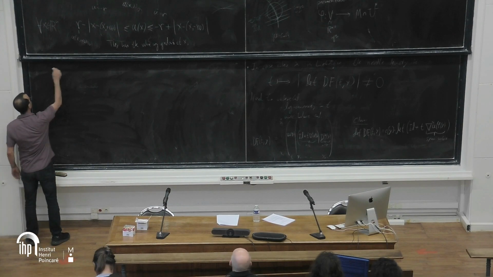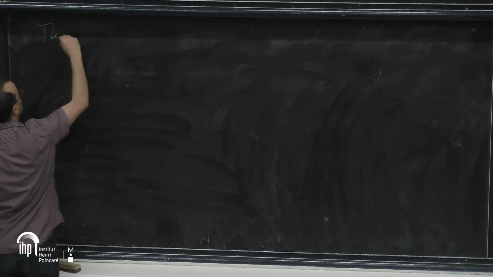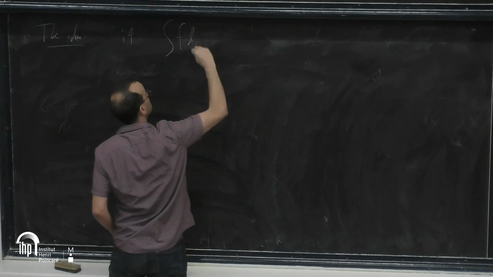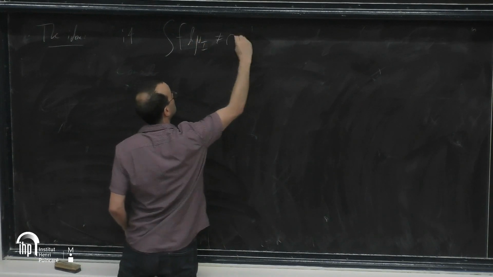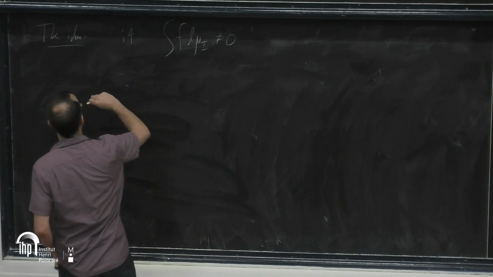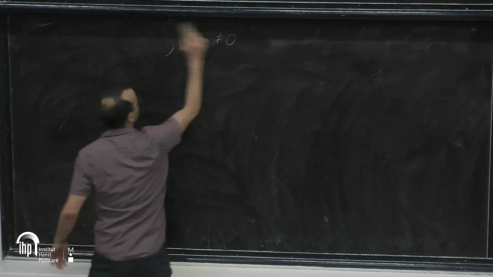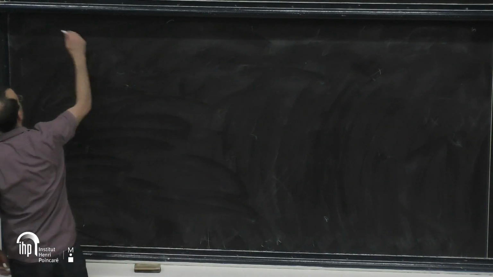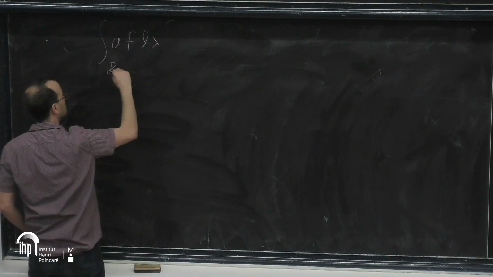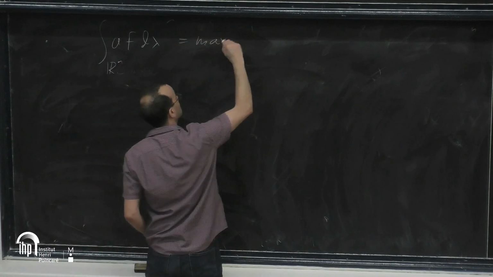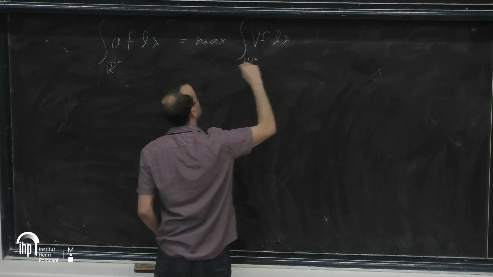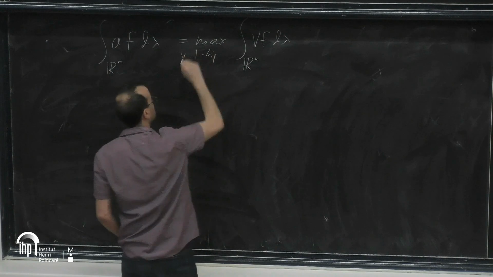Okay, so the idea now is that if the integral on some needle is non-zero, then, let me just write down what we know from the top board. So we know that the integral of u times f d lambda is the maximum of the integral of v times f d lambda over all one-Lipschitz functions v, okay?